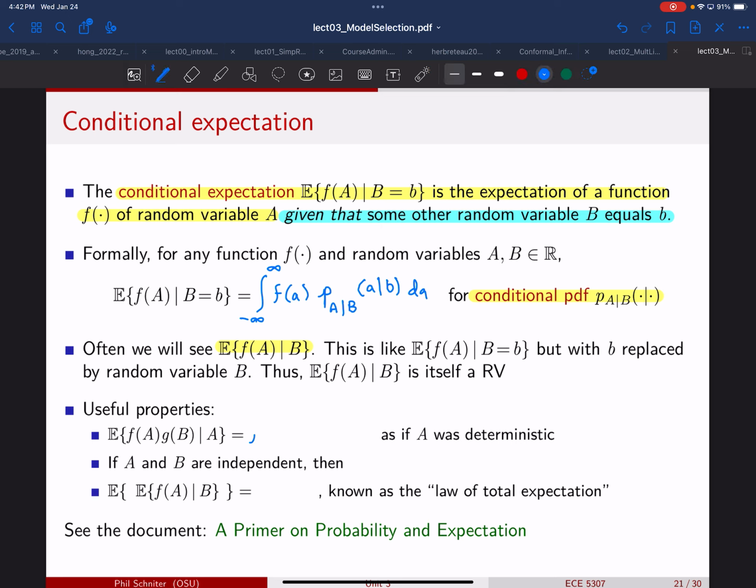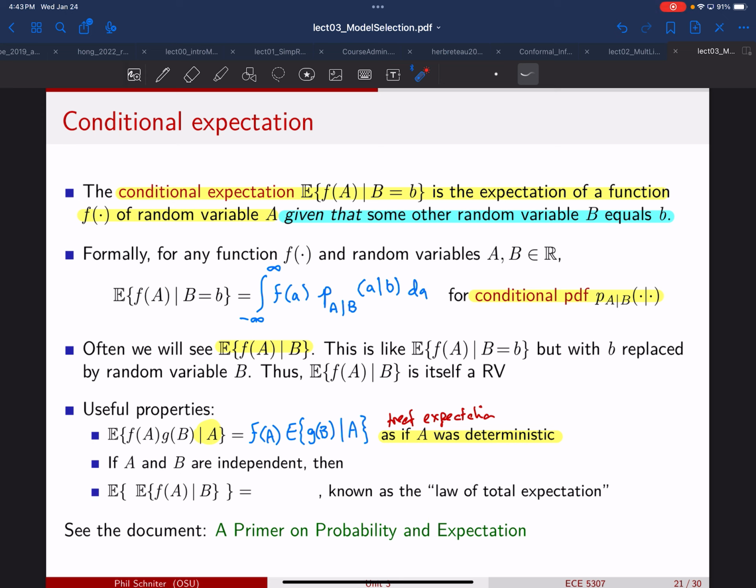So this becomes f of a times that other thing, the expectation of g of b given a, or conditioned on a. So this is the main idea. When you see this, I'll say, treat the expectation as if a was deterministic. Now, it is not deterministic. It is definitely a random variable, but just for the purposes of this expectation, you can pretend that it is.